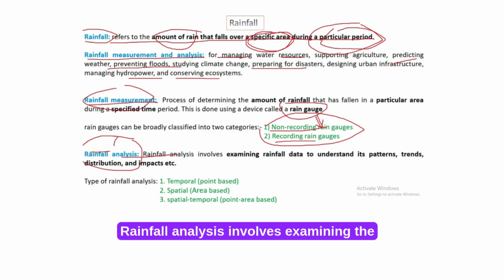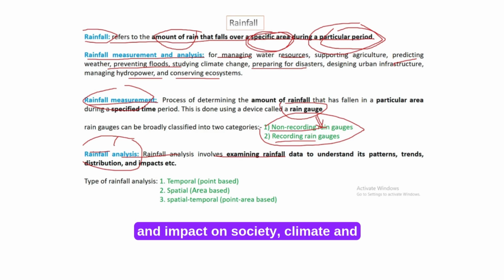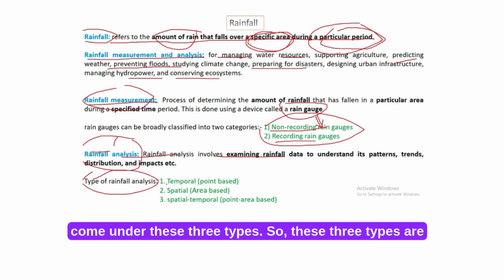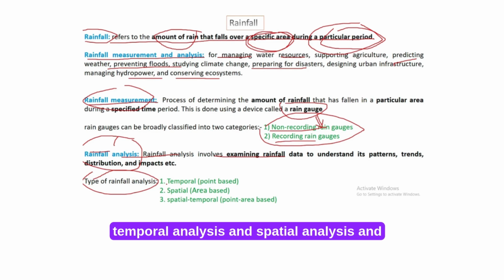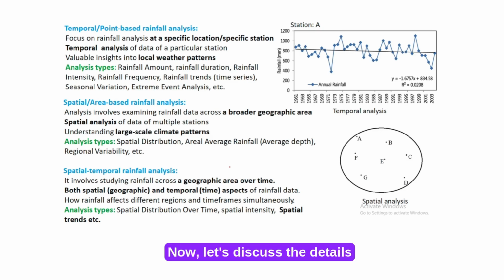So rainfall analysis involves examining the rainfall data to understand its pattern, distribution, and impact on society, climate, and ecosystems. There are three types of rainfall analysis, and all the procedures and methods of rainfall analysis come under these three types: temporal analysis, spatial analysis, and spatial and temporal analysis. Now let's discuss the details of these three types.